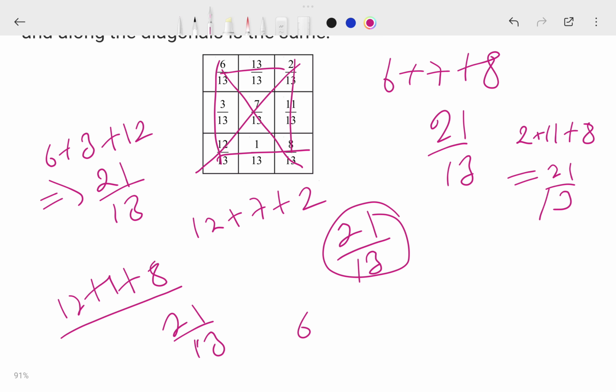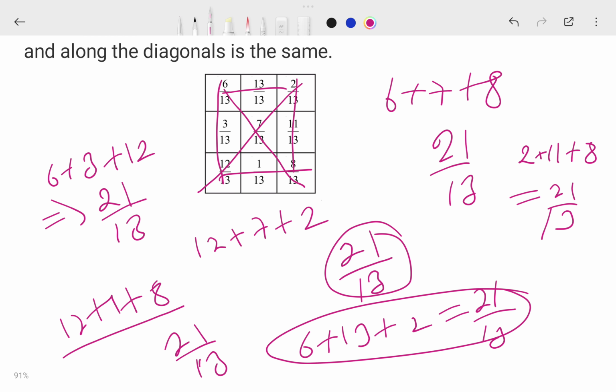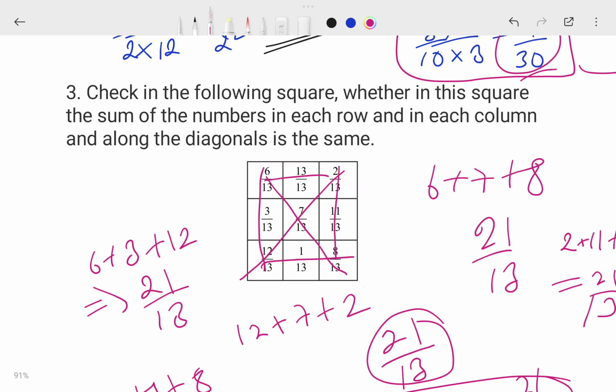So this is a 6, this is a 13, and this is a 2 by 13. So we will not write it because these are the same. If you add, this is going to be 21 by 13 only. So it means that all the diagonals are the same. When we add this diagonal, from this row, from this row, in any way, if any row or any column or any diagonal, if you add, the answer will be 21 by 13 only. So it is clear.